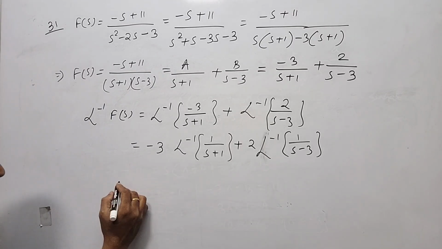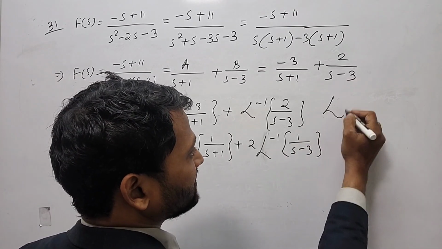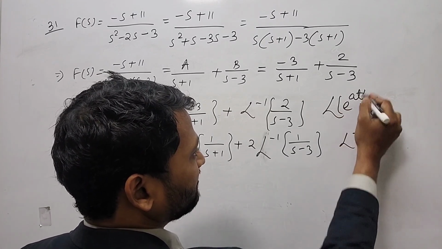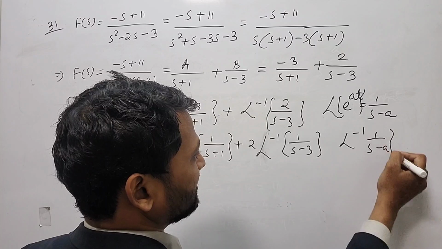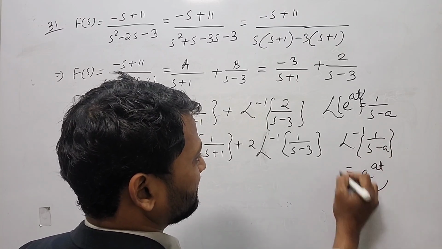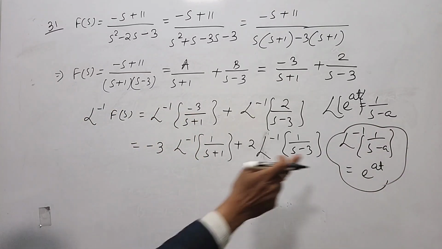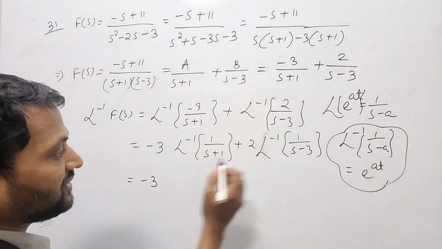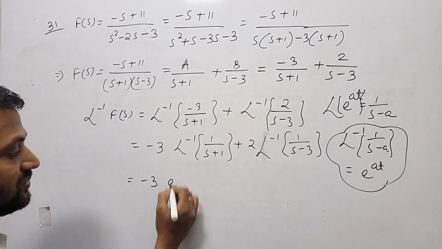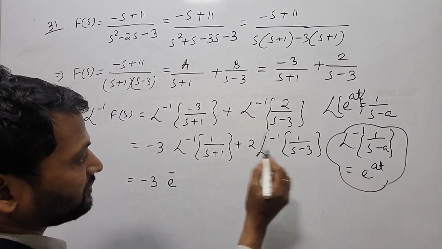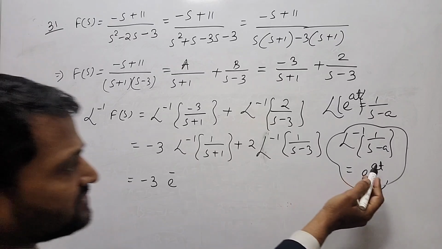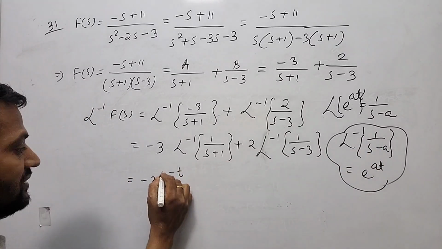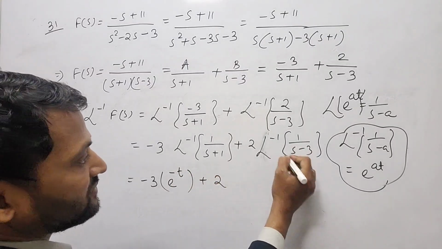As you know the formula, Laplace of e to the power at is 1 by s minus a. So Laplace inverse of 1 by s minus a is e to the power at. Okay, same concept you apply here. So minus 3 Laplace inverse of 1 by s minus a, where a is minus 1 here. So the answer is e to the power minus t, because a is minus 1. Okay, plus 2 into Laplace inverse of this one.